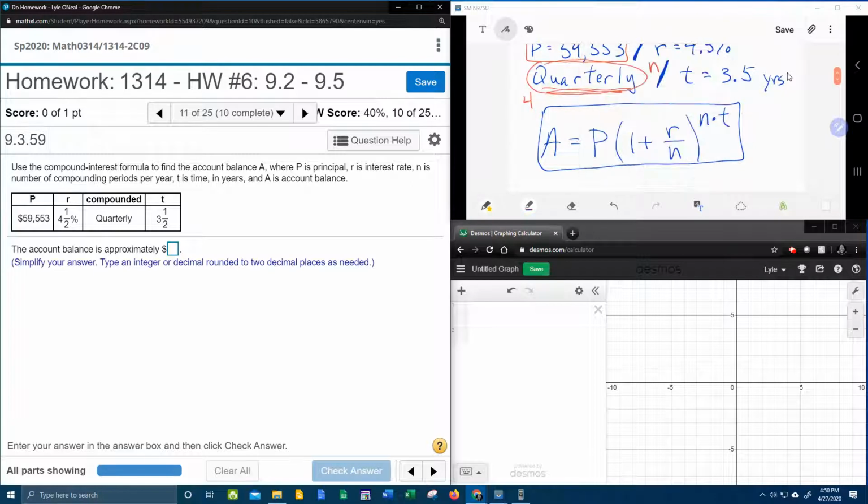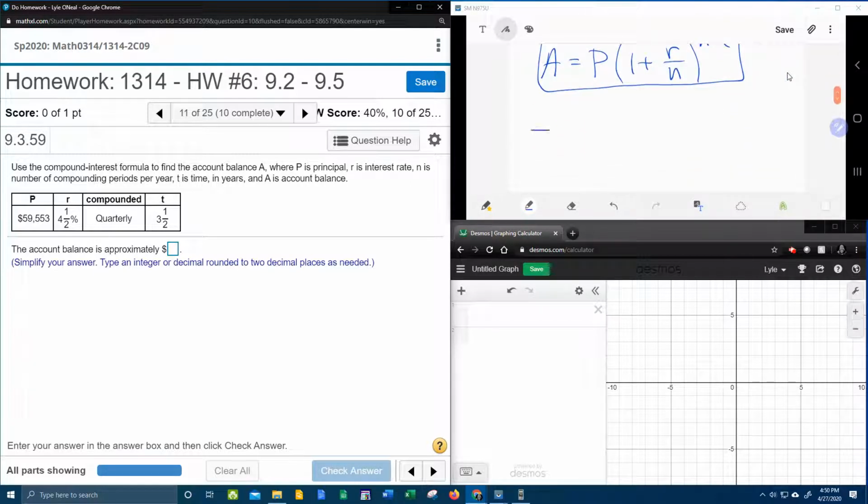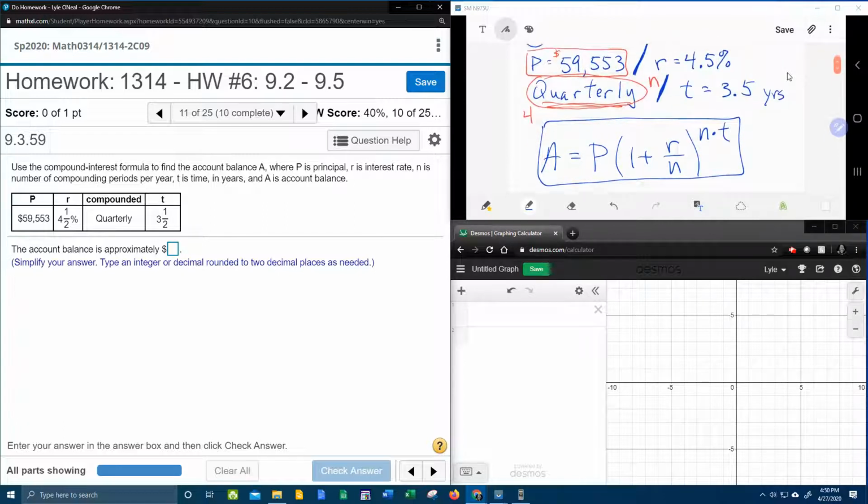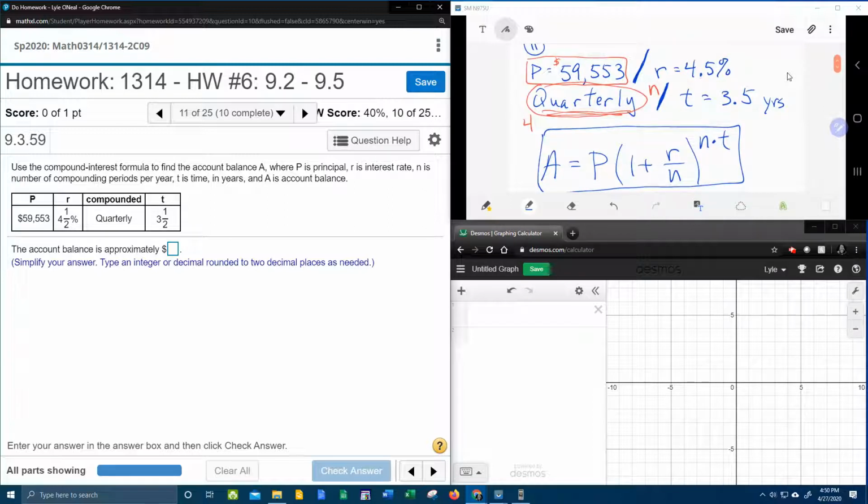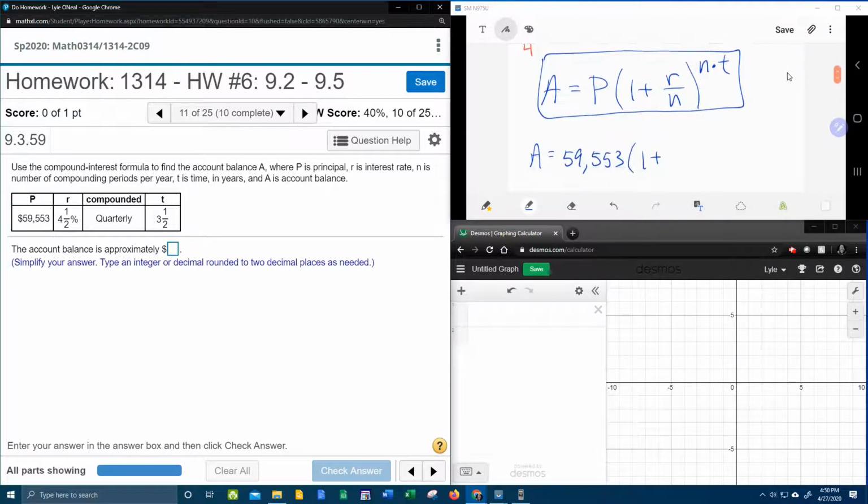All right, so let's rewrite this formula doing a little plug and play. First, P, that is 59,553, parentheses, 1 plus. Now remember I said the rate, the percent, you're going to have to move that decimal to convert it to a decimal. So let's move it 1, 2 places. To convert a percent to a decimal, you always move that decimal 2 to the left, and that gives us 0.045.